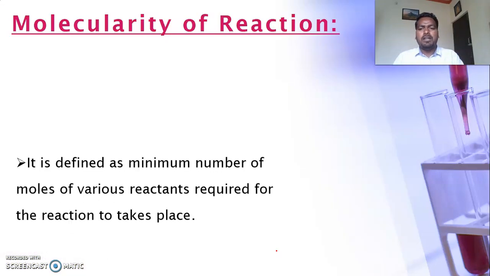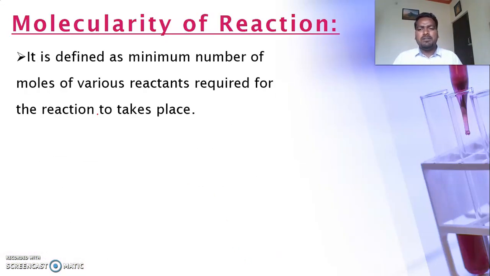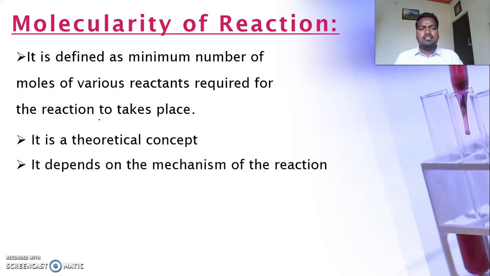Now let us define molecularity. It is defined as the minimum number of moles of reactant required for the reaction. It's a very simple concept. Write the elementary reaction, balance the reaction, and take the sum of the stoichiometric coefficients, and it will give one whole number. That whole number is nothing but molecularity. If the whole number is 1, it is unimolecular, if it is 2, bimolecular, if it is 3, trimolecular reaction.